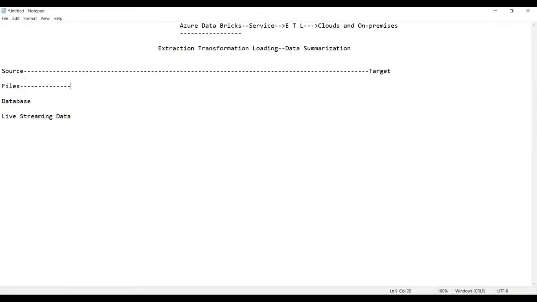We can get the data from files, from databases, or from live streaming data. These files can be CSV files, JSON files, and Excel files, etc. These are the various types of files we have.